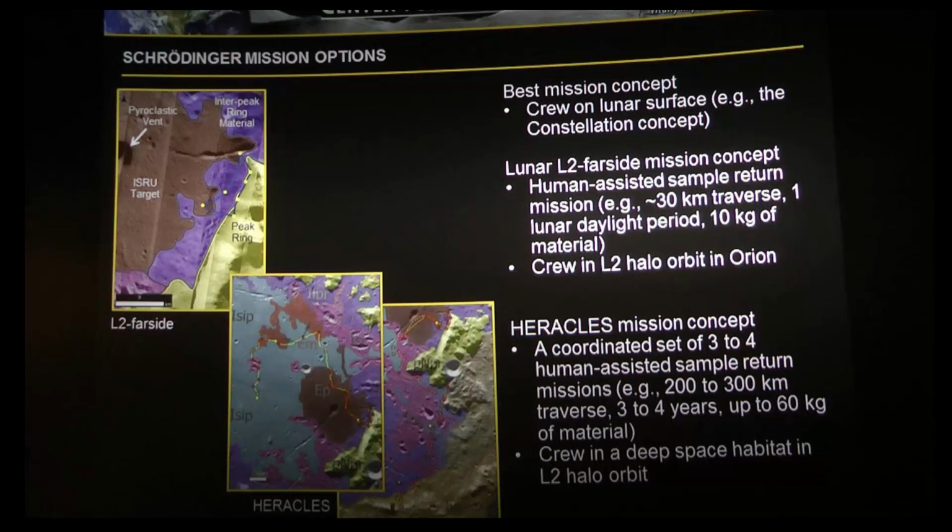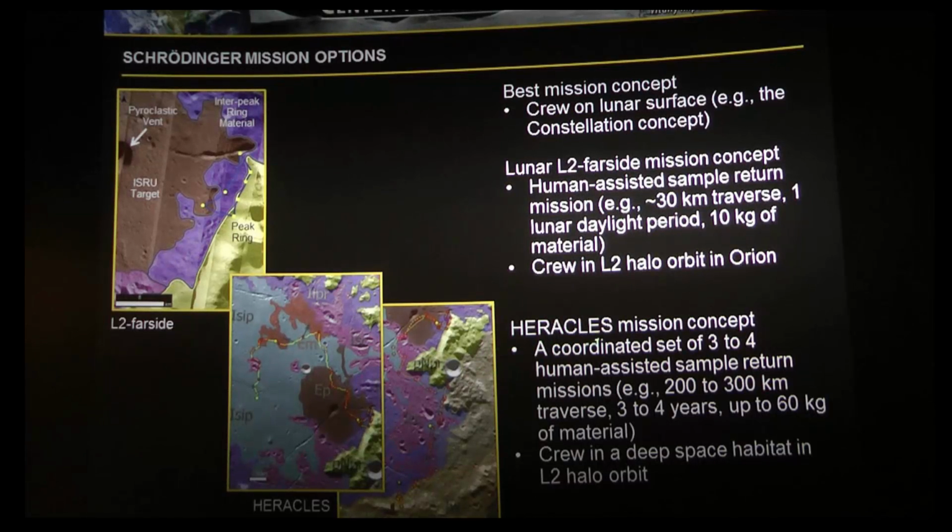Okay. But we have been asked, now that we're not sending crew to the lunar surface, what can we do robotically or with human-assisted robotic elements? And we've designed two types of missions. One is a lunar L2 Farside mission, which involves crew in the Orion crew vehicle. This is a short 14-day mission, and we've designed it to traverse and sample sites where the rover would collect material and then return it to orbit where the astronauts would pick it up.